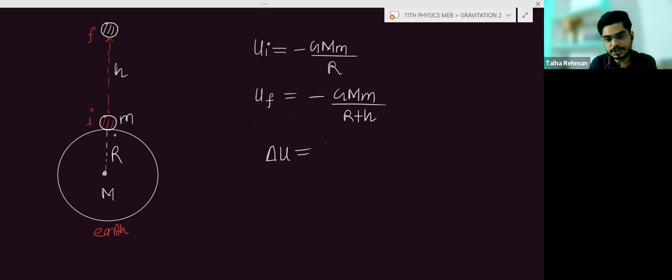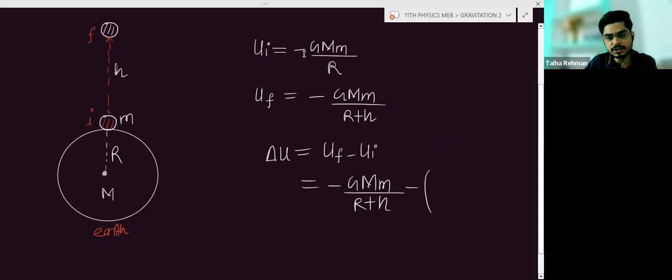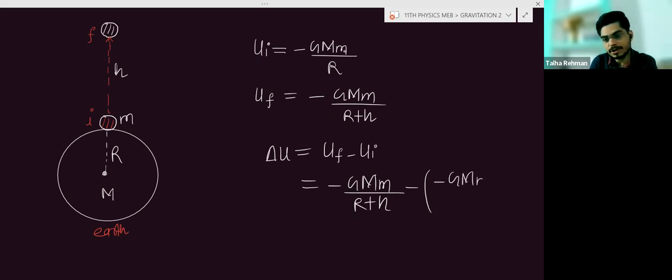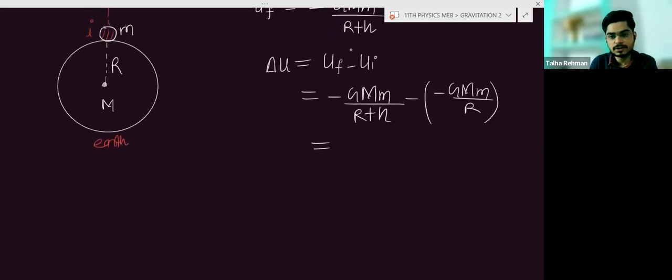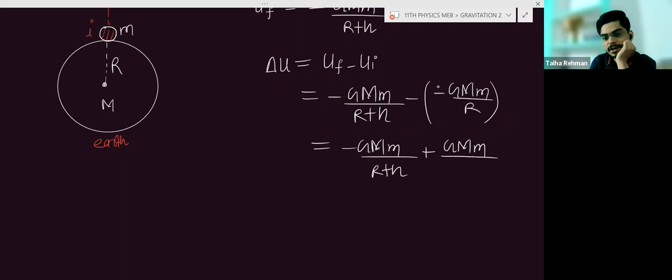So it will be final potential energy minus initial potential energy. Final potential energy is minus G into capital M small m divided by r plus h, minus initial potential energy, this value, minus G M m divided by r, which is minus G capital M into small m divided by r. So now we have minus G M m divided by r plus h, plus, minus minus becomes plus, so it will be G M m divided by r.